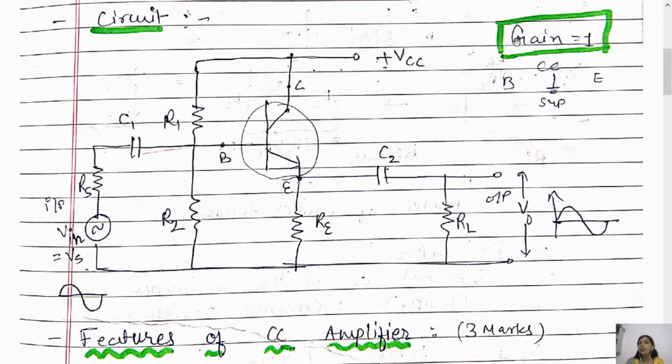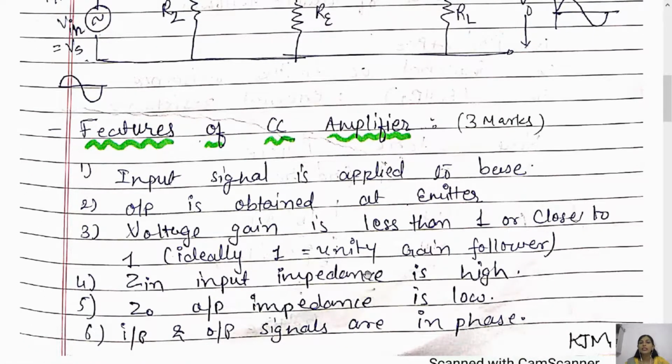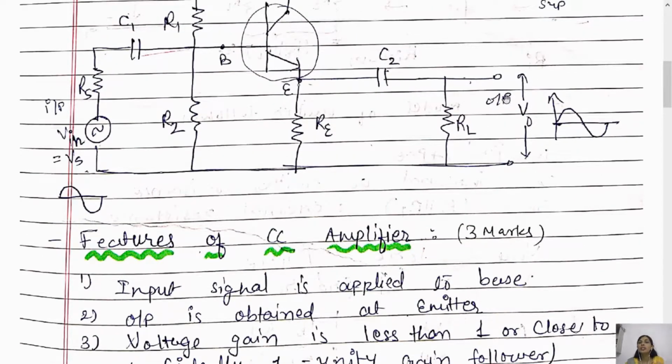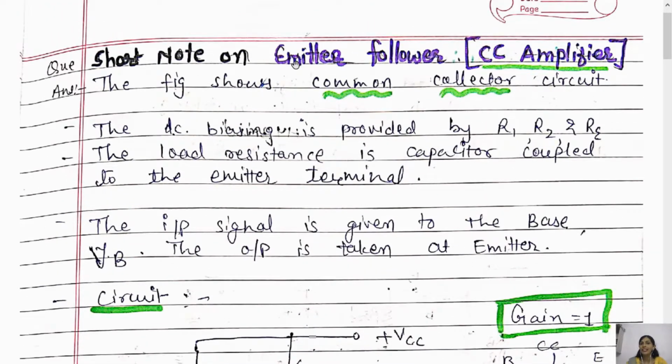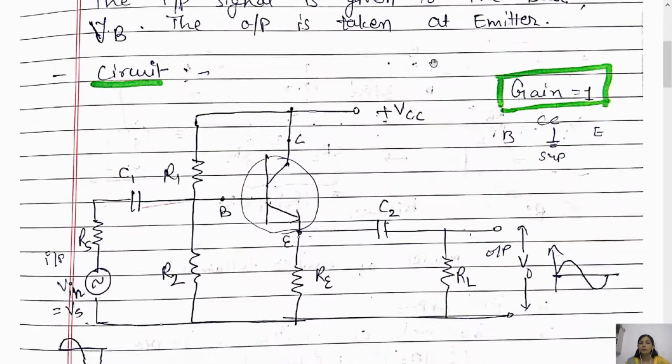What is the gain? The definition of the gain is output to the input. So we can say that output to input is equal to 1. That means gain equal to 1, so the output is equal to the input. It is also known as a unity gain follower, and the emitter output is always the same as the input. That's why another name of this circuit is emitter follower.